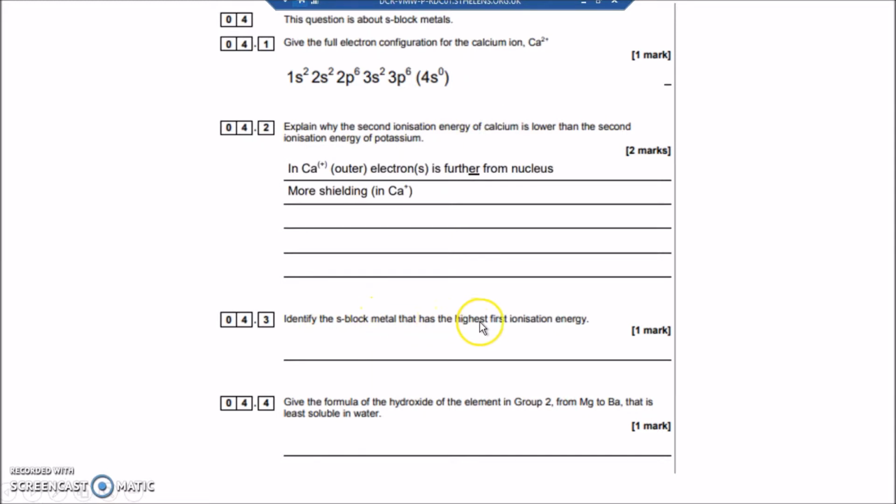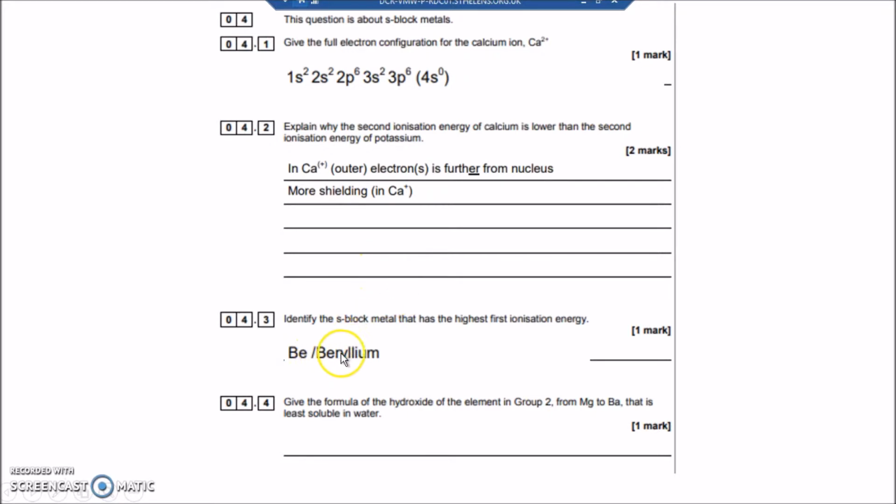Identify the S-block metal with the highest first ionization energy. So it's something towards the top, something that's small, because if it's small, the electrons are closer to the nucleus and the attraction of the protons in the nucleus. So right at the top of group 1 and group 2 are lithium and beryllium. So the answer is actually beryllium.